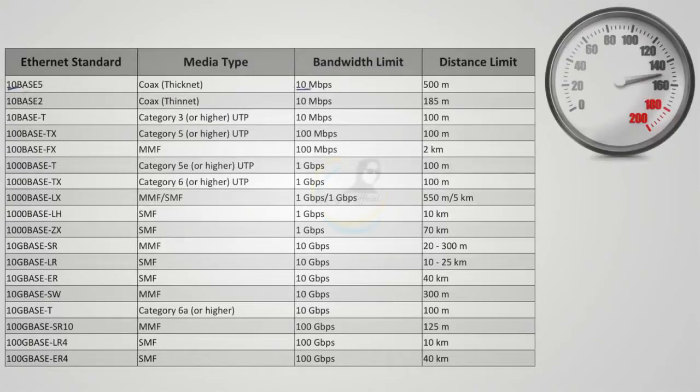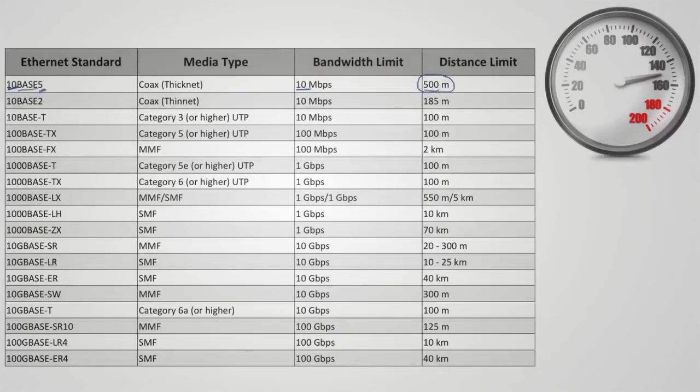The base in 10 base 5 represents baseband as opposed to broadband, meaning that all of the frequencies on the media are used by this transmission. It's not like we have channels like you have on a cable TV in your home. That would be an example of broadband, but here baseband, we're using all of the available frequencies for this one transmission. And the 5 in 10 base 5, that indicates 500 meters as the distance limitation.